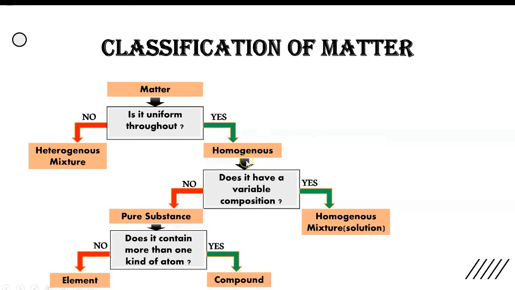And then if it is homogeneous, for example, does it have a variable composition? If yes, then it is a homogeneous mixture or a solution. And if no, then it's a pure substance, right? And if it's a pure substance, then again it has 2 categories. Does it contain more than one kind of atom? If yes, then it is a compound, obviously. And if all the atoms are the same, then it is an element. You can draw this mind map for your reference in your notebook, which can be helpful for you in the future.